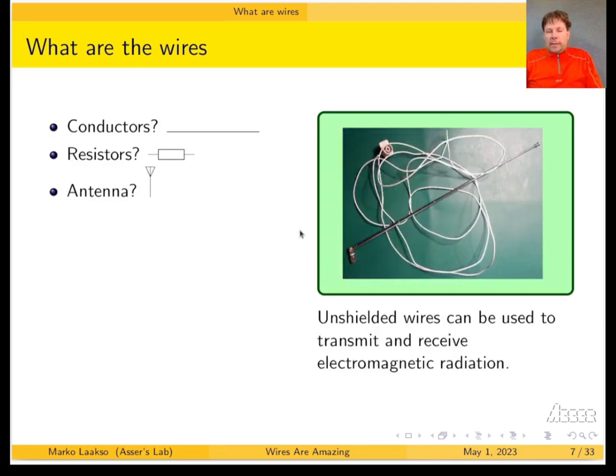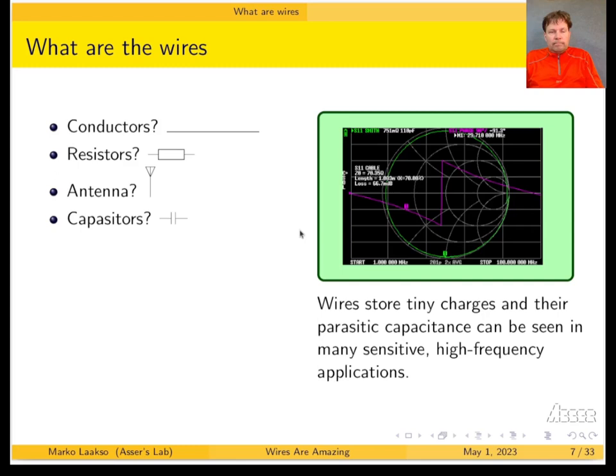They act as antennas, and in principle, antennas are some kind of wires. Unshielded wires can be used to transmit and receive electromagnetic radiation. Of course, they also behave like capacitors, at least to some extent. Wires store tiny charges, and their parasitic capacitance can be seen in many sensitive high-frequency applications.